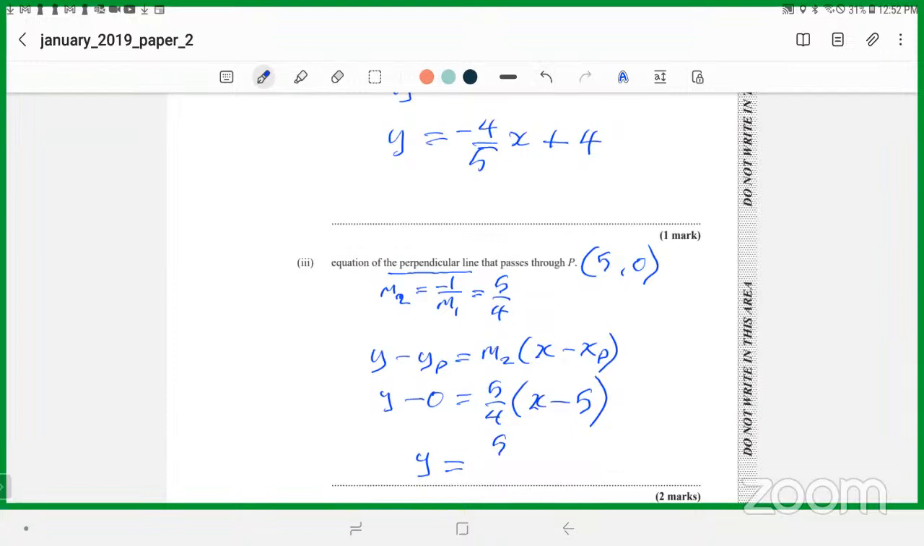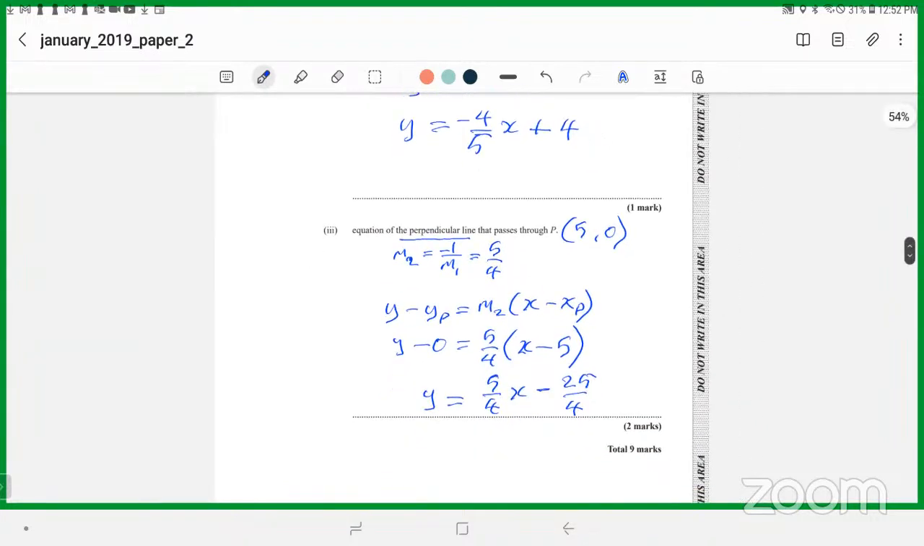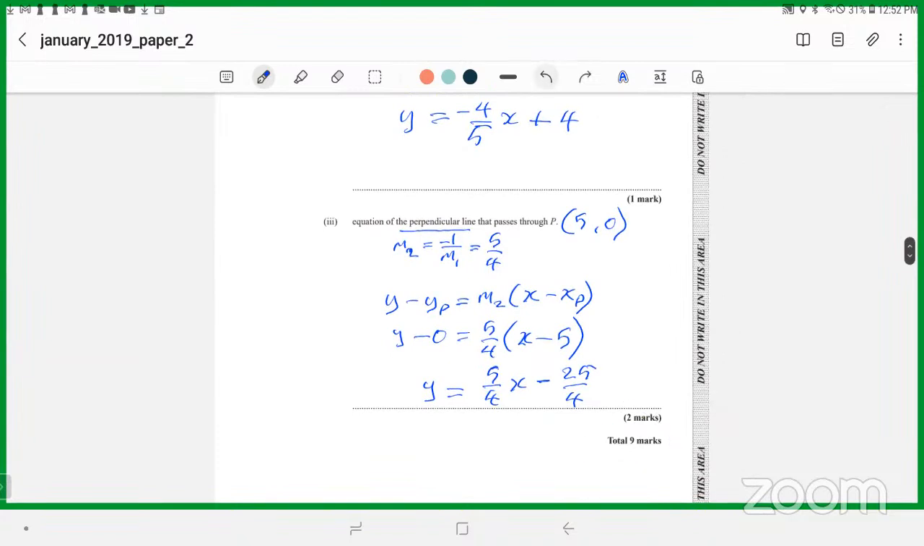Equals 5/4x. And then this time, this -5, you're multiplying the 5s and putting it over the 4. So you're going to get minus 25/4. And that is my line. Anything else? No, the question is done.